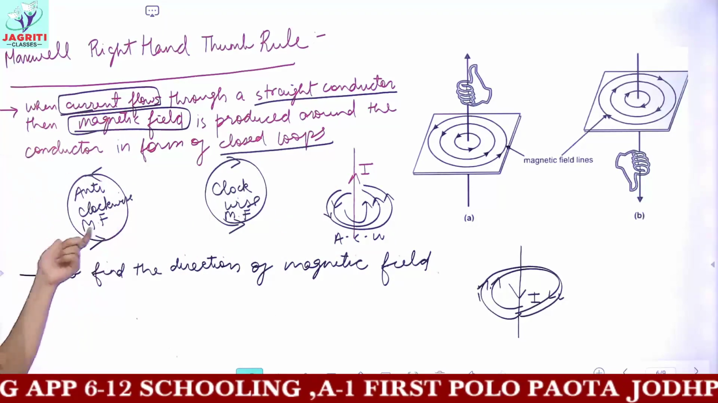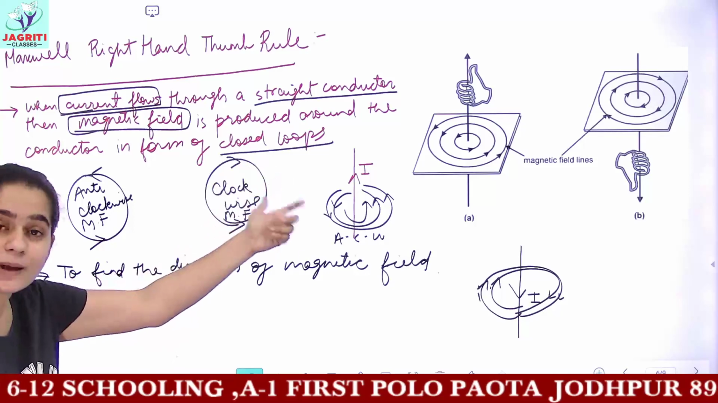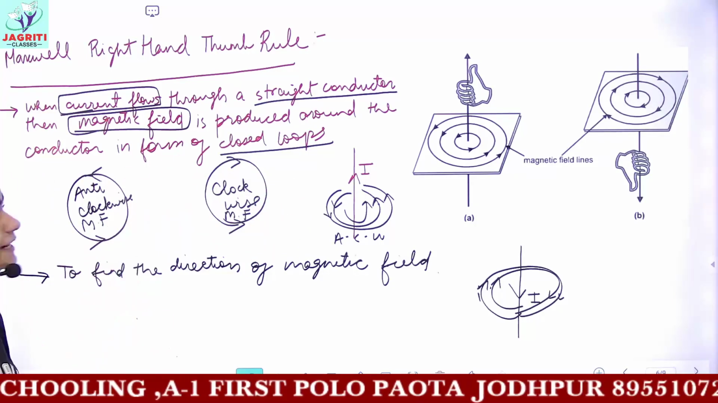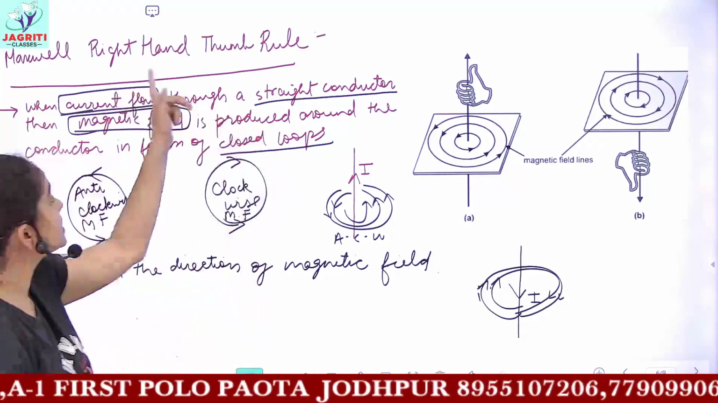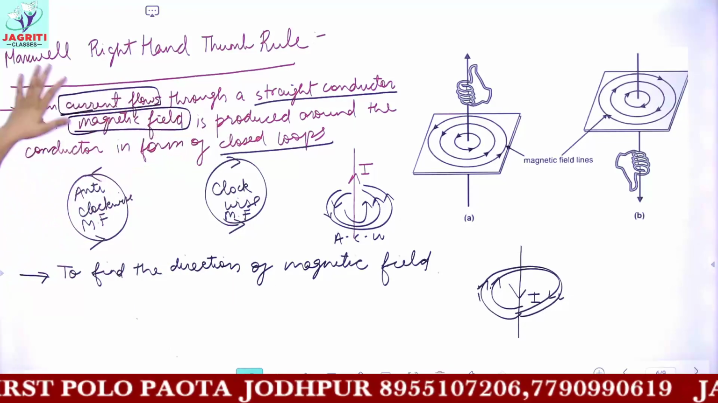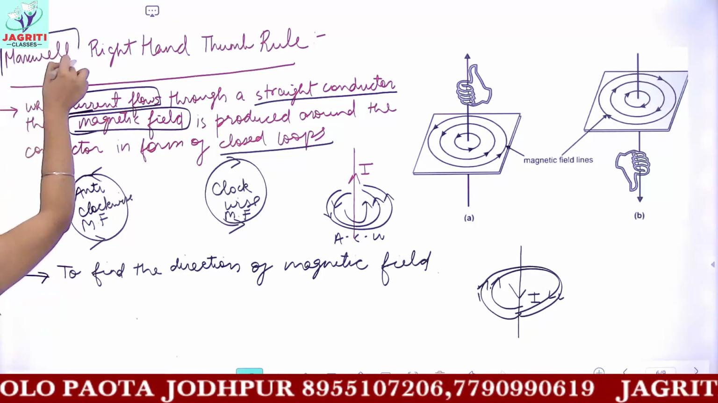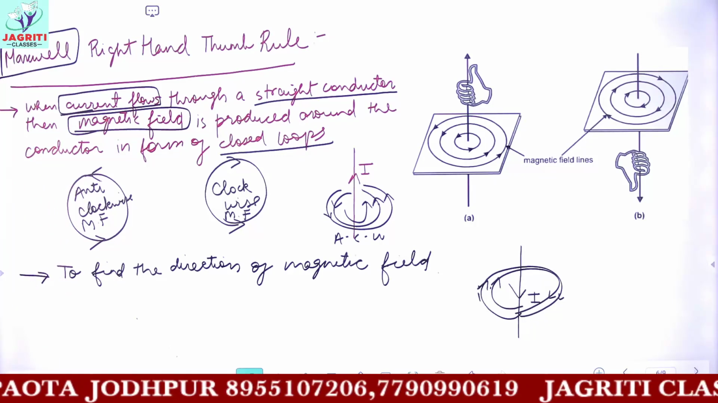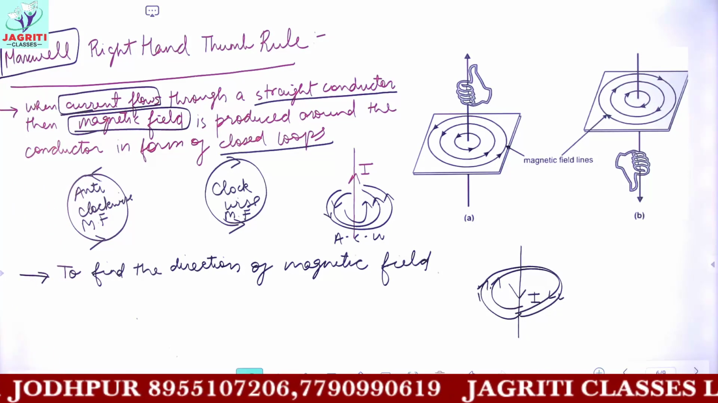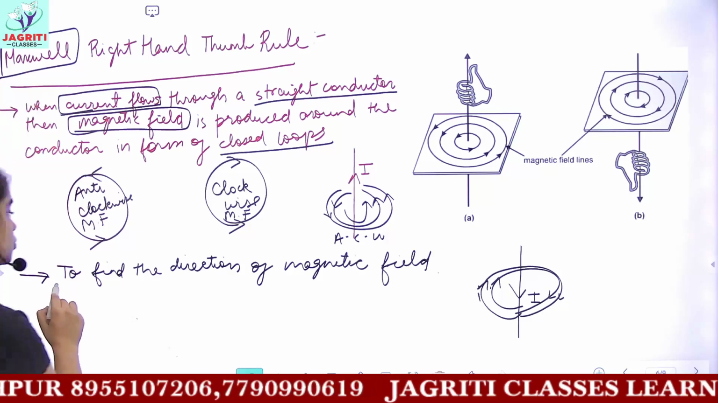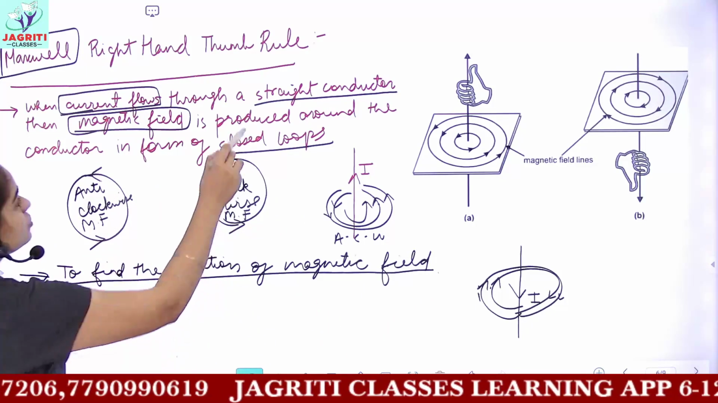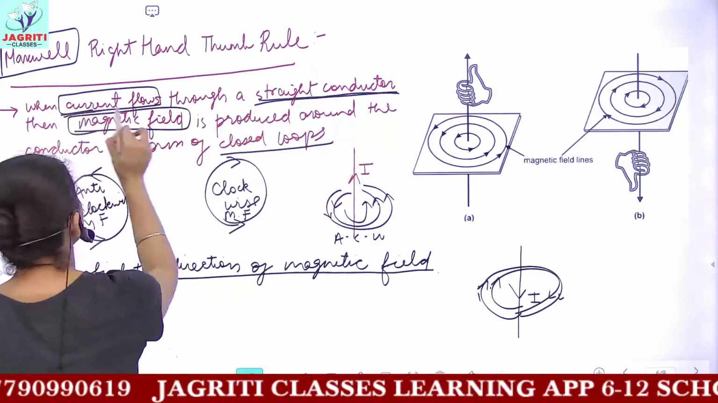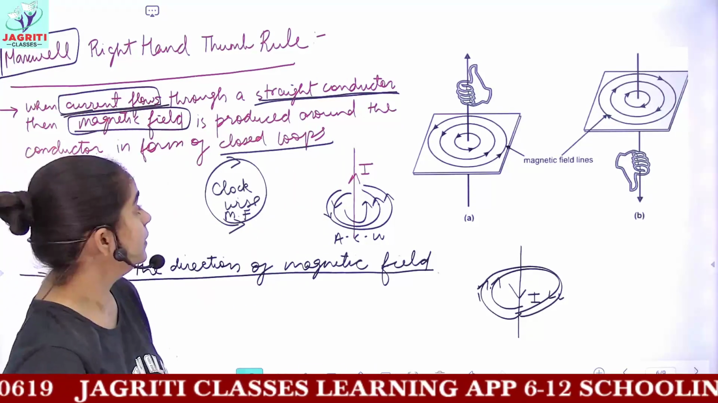Either it can be clockwise or it can be anti-clockwise. Just you have two different directions, and this is then shown in the figure. In exams, if you are asked right hand thumb rule, you can write it was given by Maxwell. That is why it is also known as Maxwell's thumb rule or Maxwell's rule. This rule is used to find the direction of magnetic field when you are given a straight conductor and the direction of current passing through the conductor.